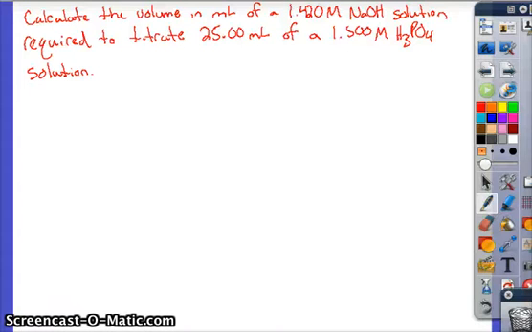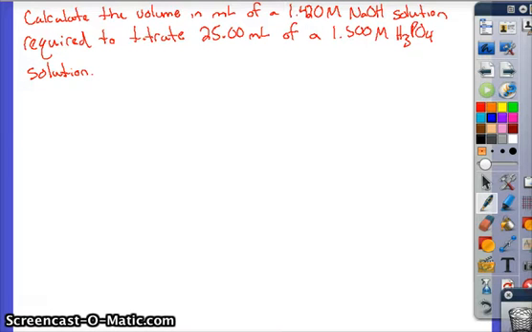In this problem, we're going to look at an acid-base titration. In an acid-base titration, you generally know either the volume and molarity of the acid, and then the molarity of the base, or you know the volume and molarity of the base, and the molarity of the acid. You could also be given a volume and molarity of one and a volume of another.